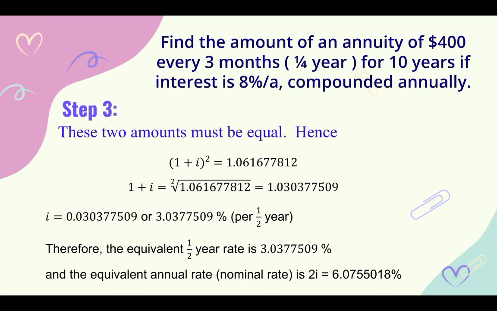Therefore, the equivalent 1/2 year rate is 3.0377509% per 1/2 year. And the equivalent annual rate, or nominal rate, is 2i. We multiply the i we got by 2, so we will have 6.077055018%.